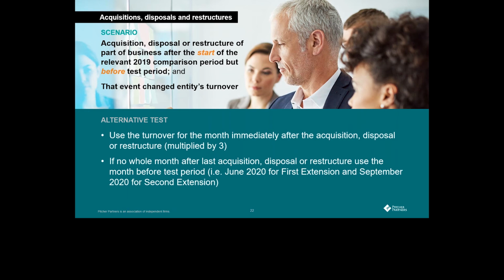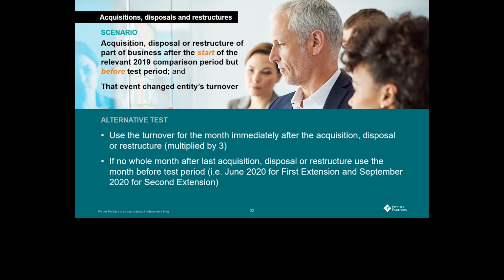And so this is the test we set out on this slide. To reiterate, the acquisition, disposal, or restructure of part of the business happened after the start of the relevant 2019 comparison period, and that changed the turnover. So this is the gateway, and if we can get through this gateway, we can get an alternate comparison period to test for our decline.